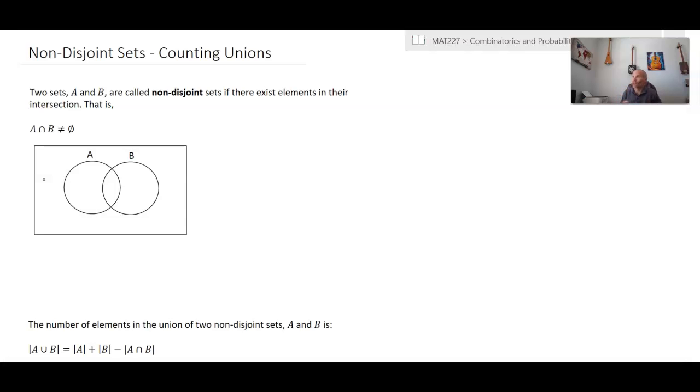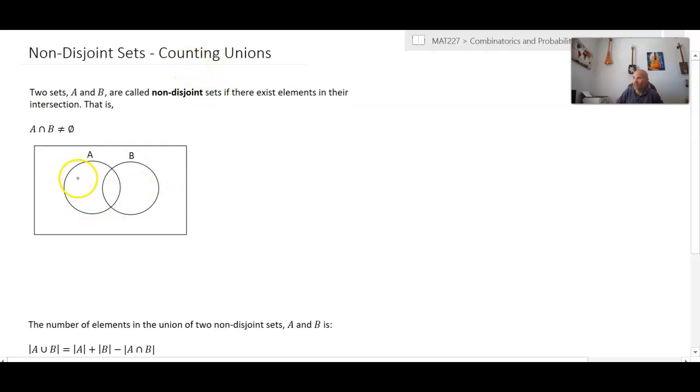They do overlap. And here's a picture of what that would look like. We have A and B, and we see that this football-shaped part is what they share in common. And oftentimes what we want to do is count the number of elements in their union.